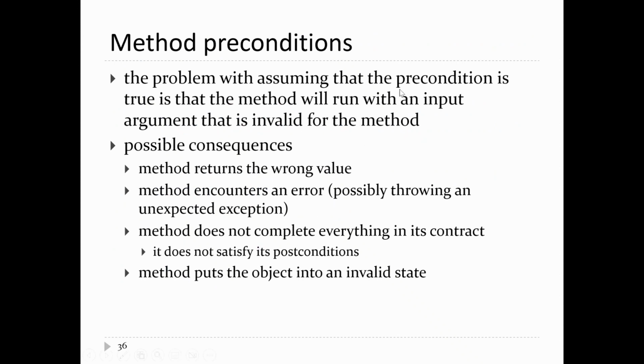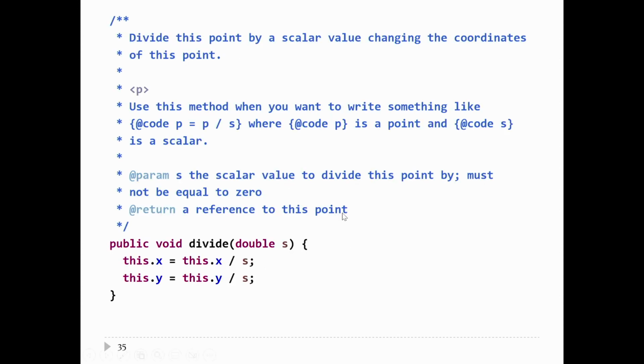Now there's a problem with this though. If you assume that the precondition is true, then what does the method do? Well, it runs with invalid inputs. What happens when you do this? If the method returns a value, it will probably end up returning the wrong value. If the method encounters an error, then it may end up throwing an exception. And notice that there's no exception documented here. So in other words, the caller may run into an unexpected exception of some kind.